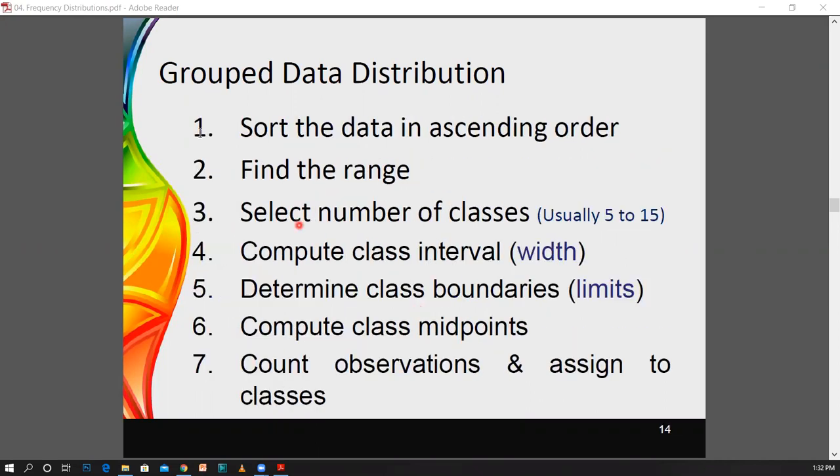Now, these are the steps that we need to construct a grouped data distribution. The first step is you have to sort the data in ascending order. It is because we can easily identify the values once you arrange them in ascending order. That is why we are sorting the data in ascending order. Then you have to find the range. We need to find the range to identify how many classes we need.